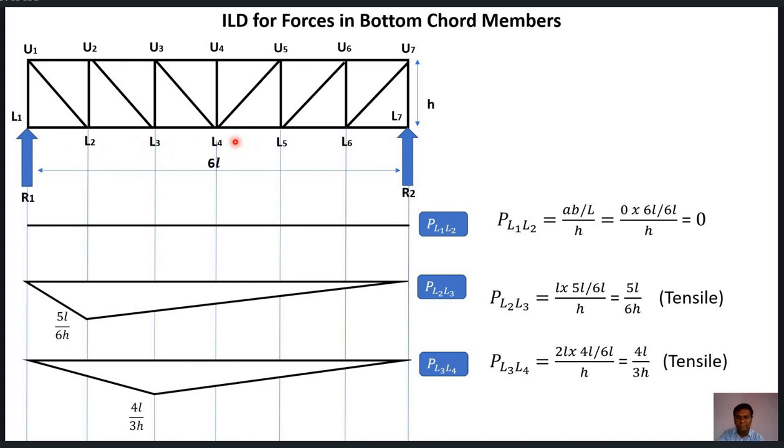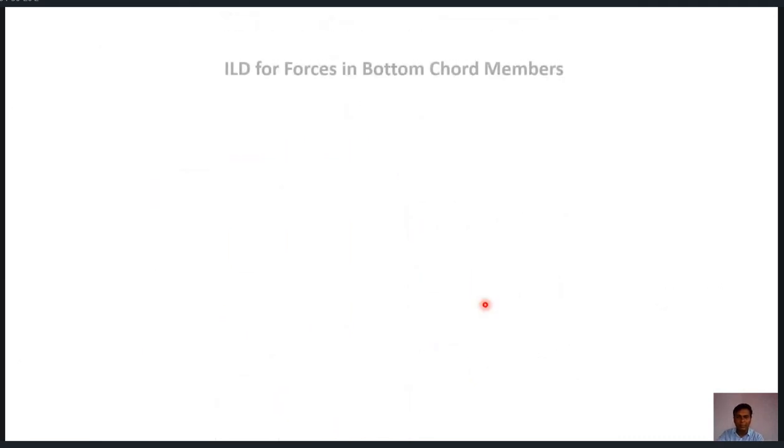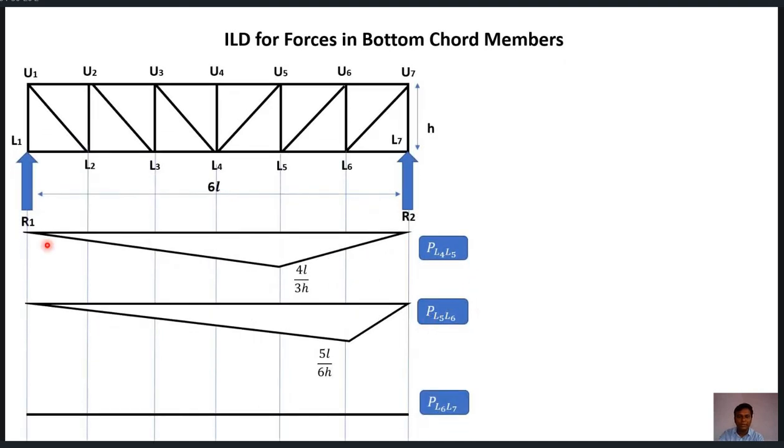Now again, by observing the symmetry of this truss, we can find that whatever three diagrams we have drawn, these diagrams will be the mirror view for the remaining members like L4L5, L5L6 and L6L7. In the same way, if we verify the influence line diagram for the remaining three bottom chord members, we can find we are getting the same diagrams, only these are the mirror views of the last three diagrams. So finally we can see here, this is the influence line diagram for PL4L5, this is PL5L6 and PL6L7.